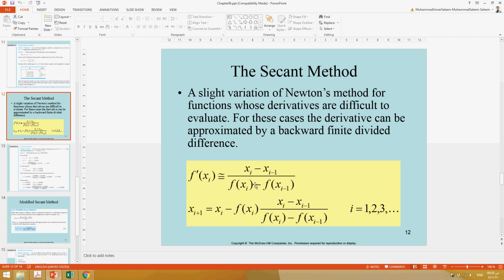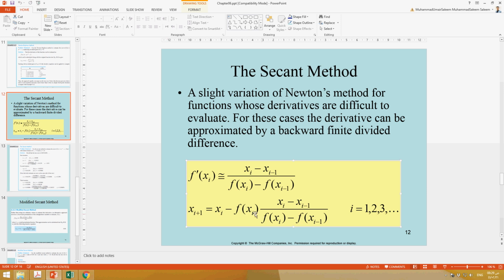Actually it is written in the inverse way. There's a mistake here. There should be f(xi) minus f(xi minus 1); this definition is not correct here. It should be up and this should be down, and if you put it here in the denominator, you will get this value. So this is actually 1 over f dash xi. I hope you understand my point.